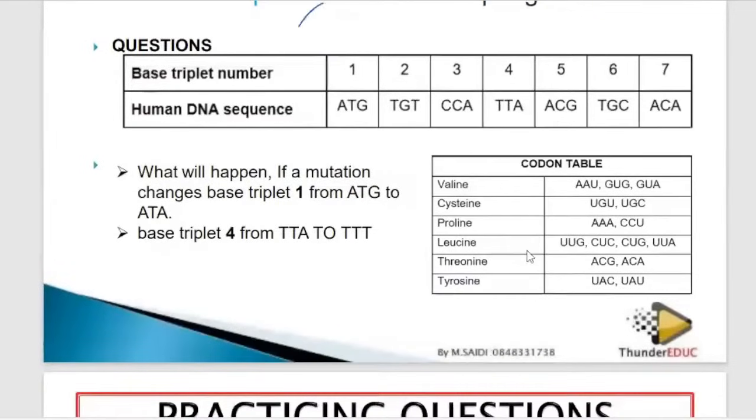What will happen if a mutation changes triplet number 1? Triplet number 1, it's this, from this to this, it means that this has been changed. Is it clear? You changed G to A. So now what you do when they ask you such a question, you first identify what is here. It is a codon. What is given here is DNA. Therefore, I have to convert this into messenger.